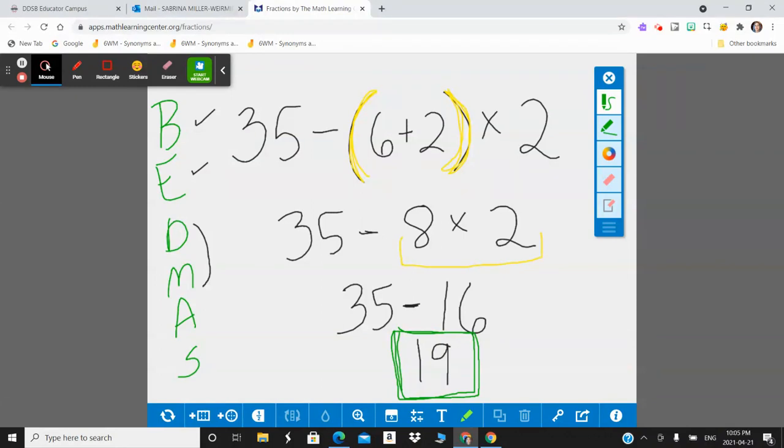The goal with BEDMAS is simply to practice. It is like learning to ride a bike. You're memorizing a series of steps and then you're following those steps. More practice, double checking your work, thinking through, and you'll be an expert with this in no time.